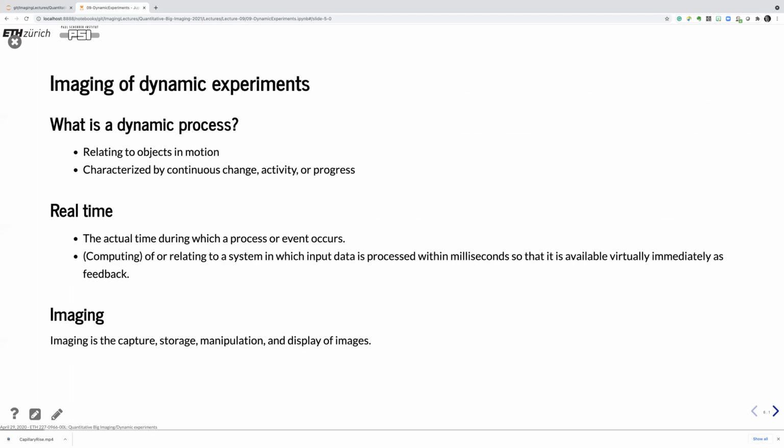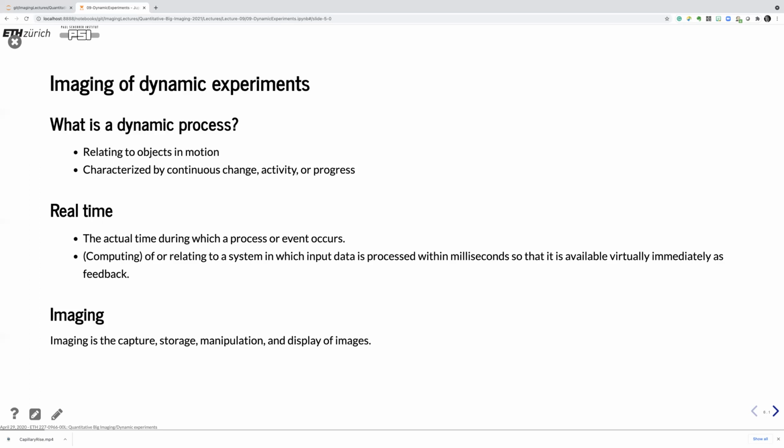So, imaging of dynamic experiments. First, I would like to make some definitions here. And first, what is a dynamic process? Very abstractly, it's something that relates to objects in motion. Until now we have been talking about things that are always in steady state. They are standing nice and still, but don't do much more. Then the other thing is it's also characterized by some kind of continuous change and activity or progress throughout the experiment.